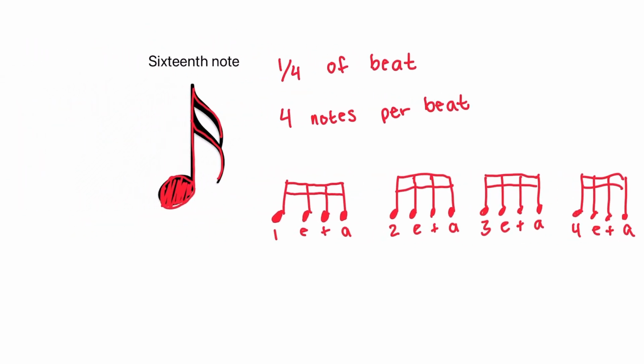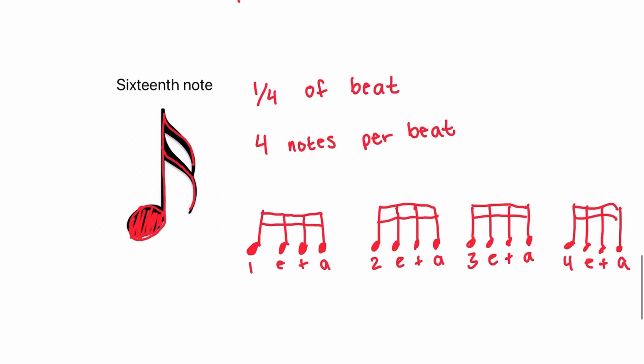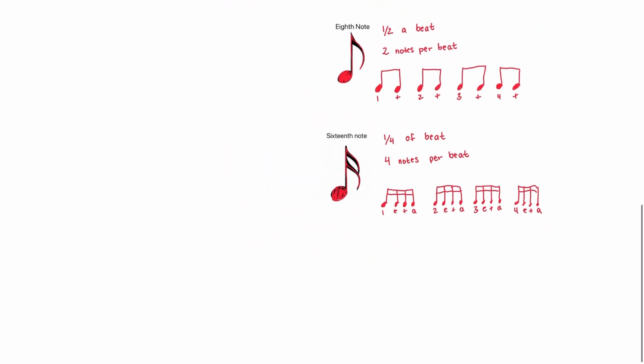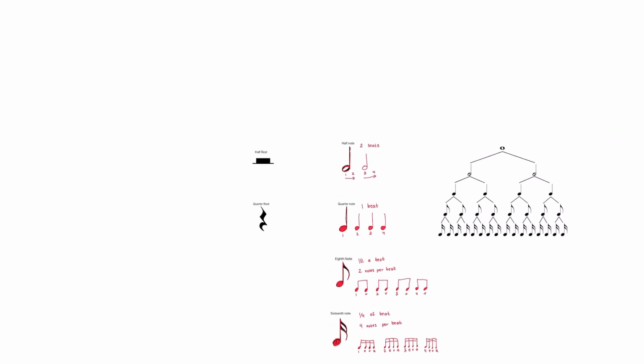We can go even faster notes. We can do even faster ones if we keep adding flags. So if we add another one, that would be 32nd notes. Add another one, 64th notes, and you can just keep going and going and get faster and faster. But we're gonna stop at 16th notes. So here are all of our notes that we talked about.